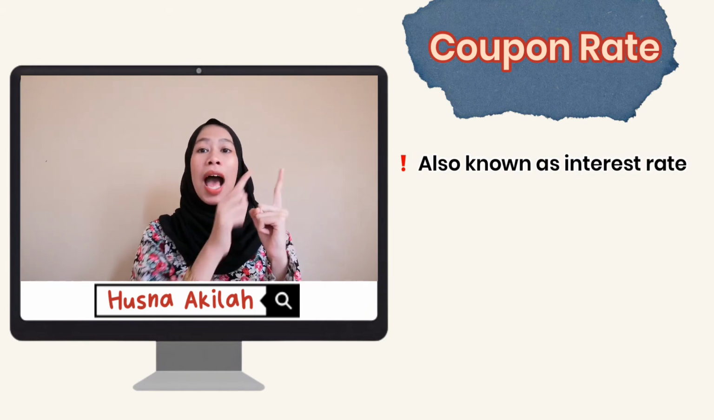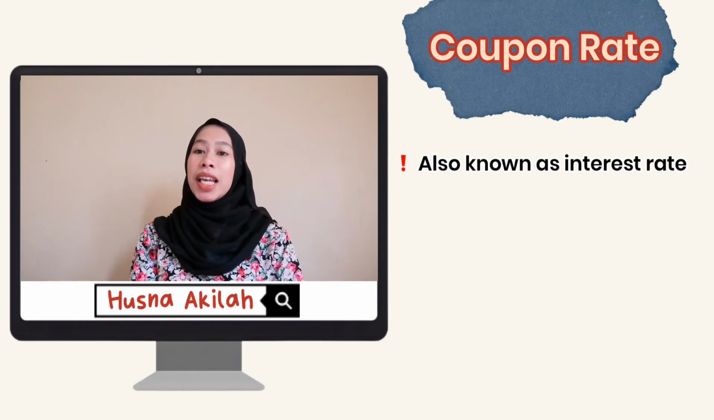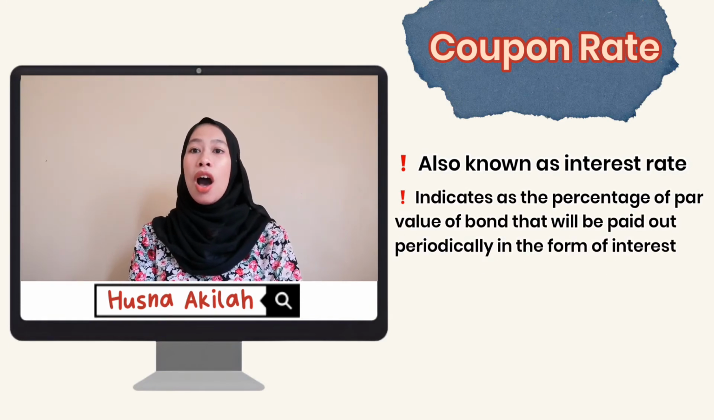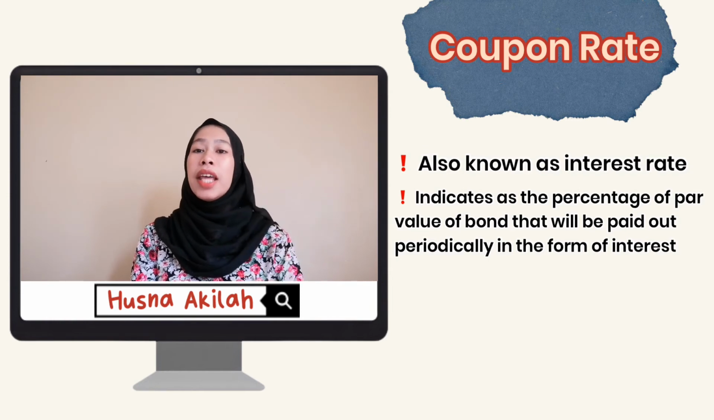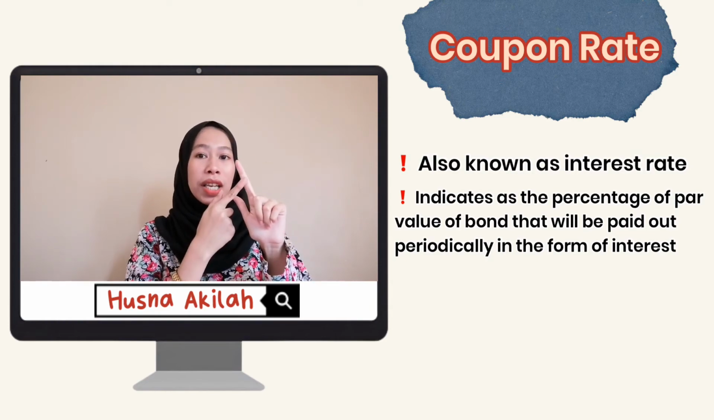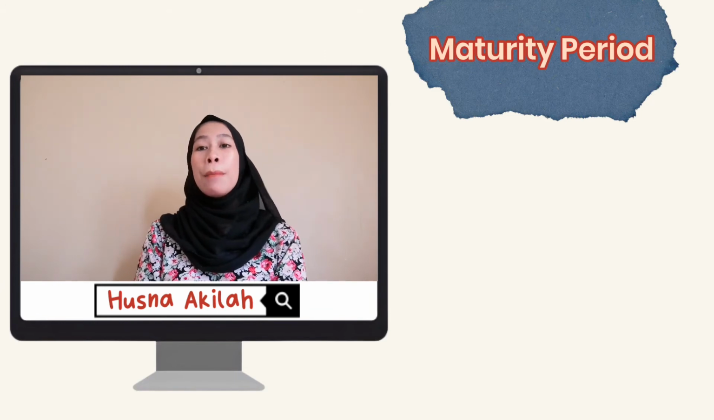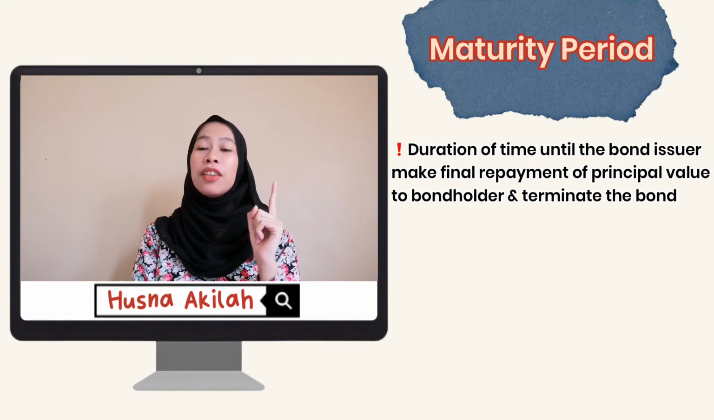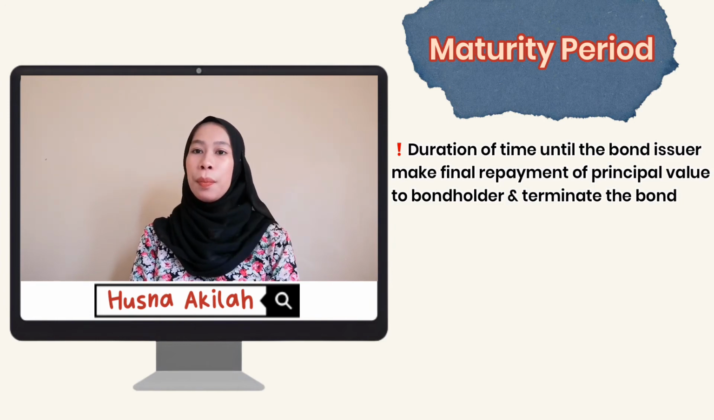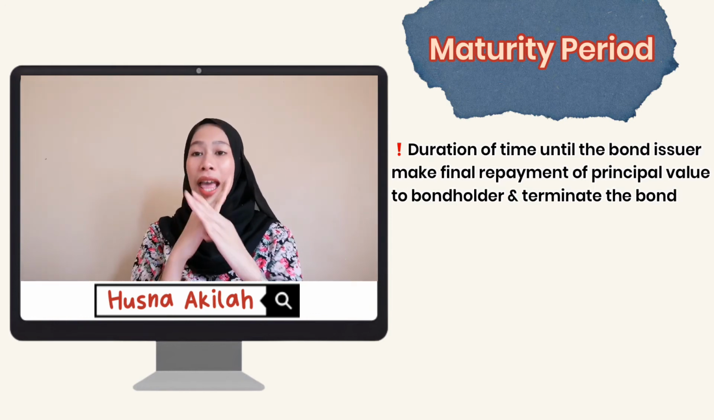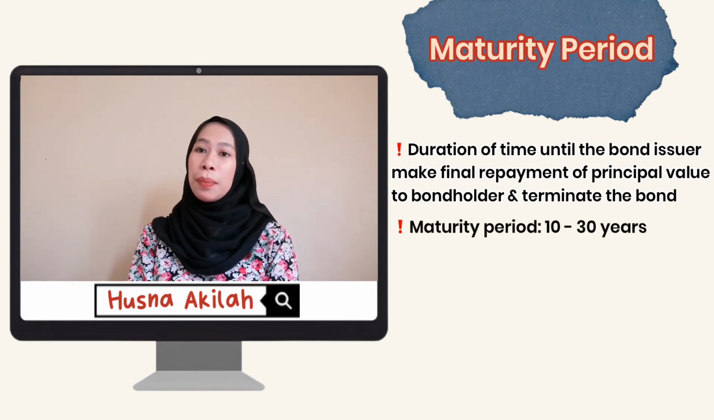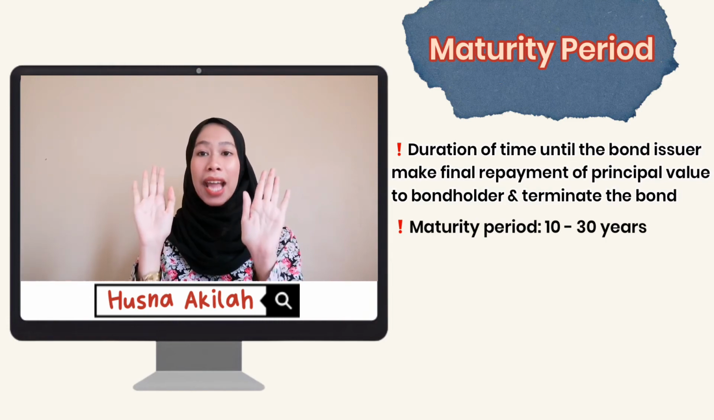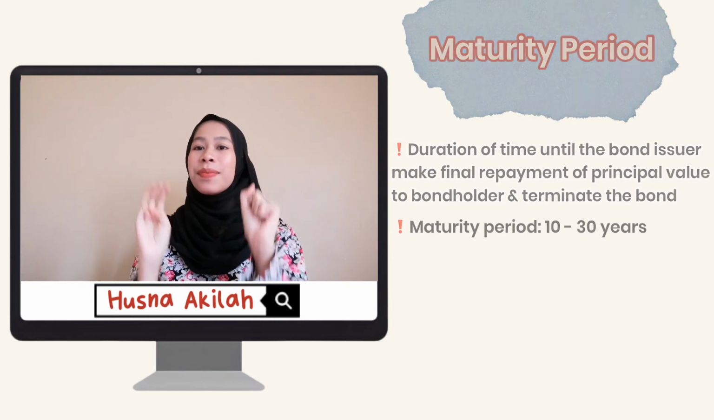between the bond issued until the bond matured. It is expressed as a percentage of the par value of the bond that will be paid out periodically, whether annually, semi-annually, or quarterly. Third is maturity period. Maturity period is the duration of time until the bond issuer makes the final repayment of the principal value to the bondholder and terminates the bond. The maturity period of the bond is between 10 years and 30 years.